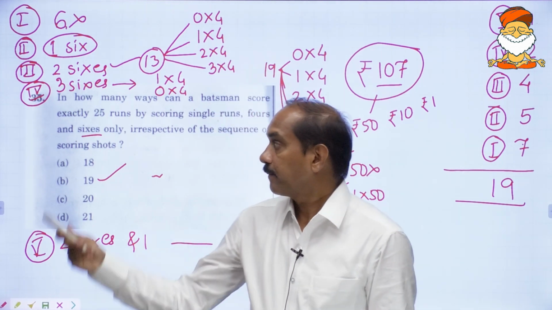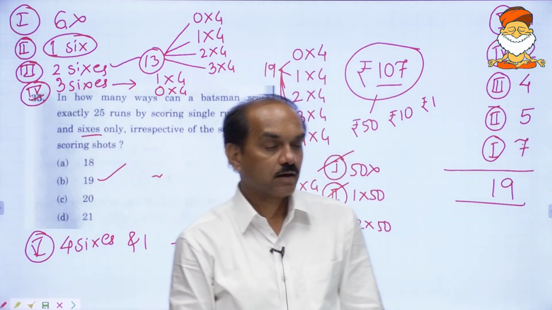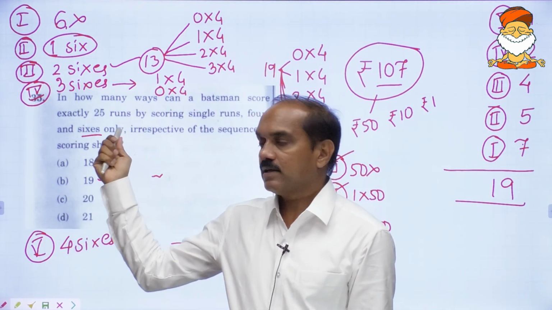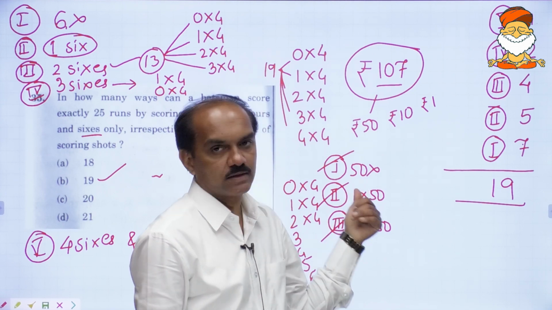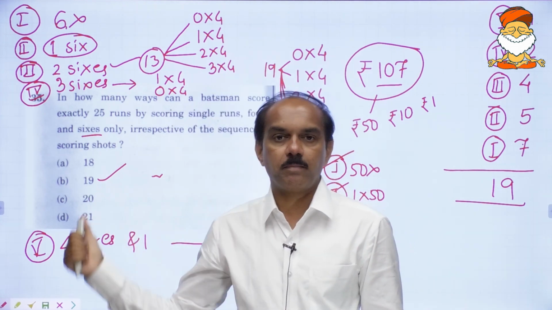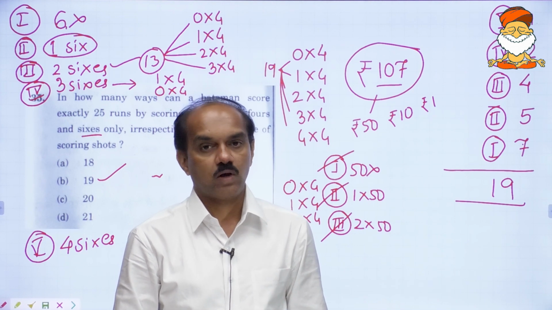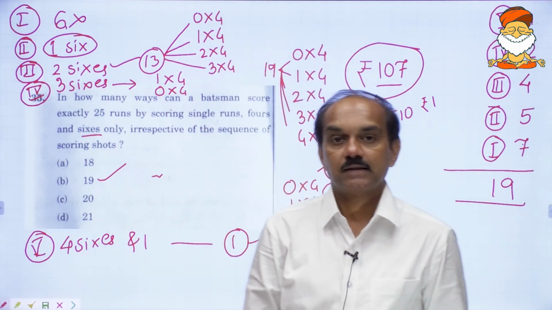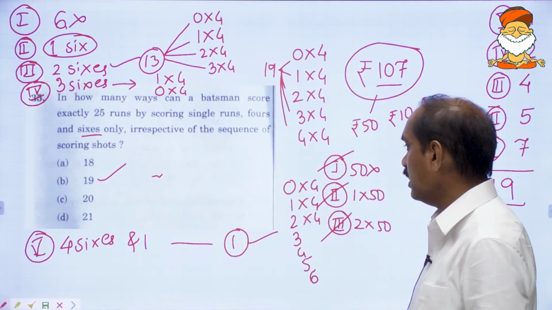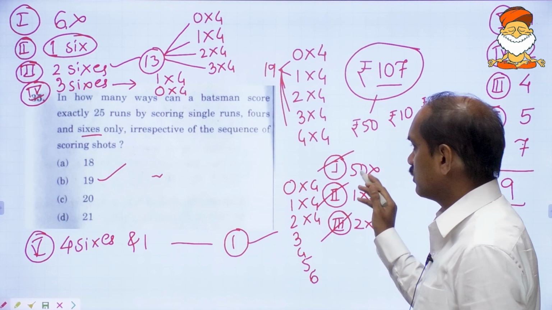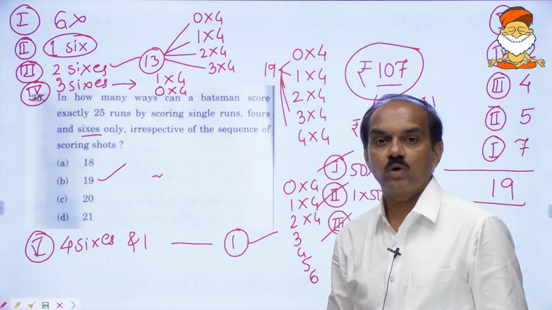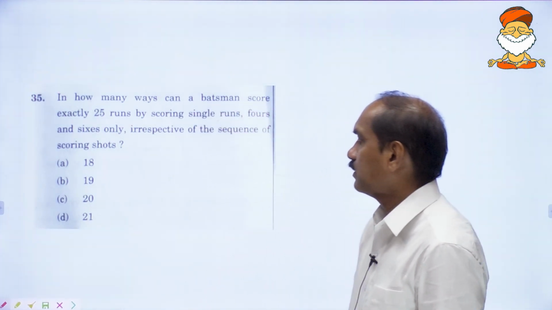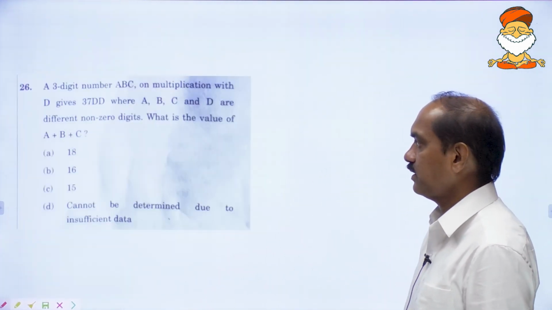So here 6s can be compared with 50 rupee currency notes there. Here boundaries can be compared with 10 rupee currency notes there. Here 1 rupee coins can be compared with 1 rupee coins there. And here it is 25 runs, so there it is 107 rupees bill. So according to me they are 200% same type. This is everything about this problem. Moving on to the next one.